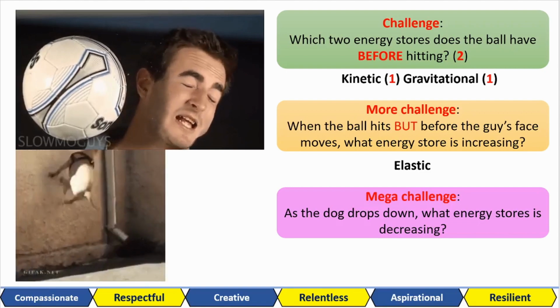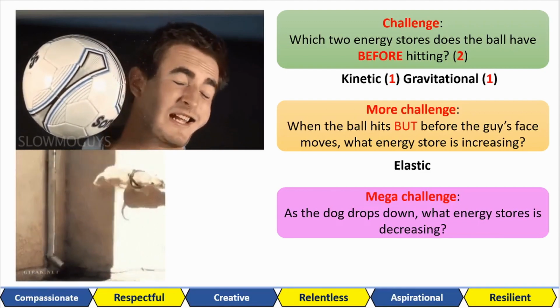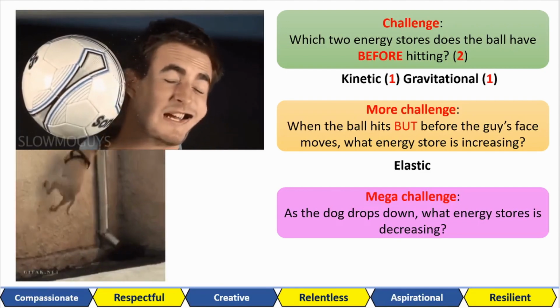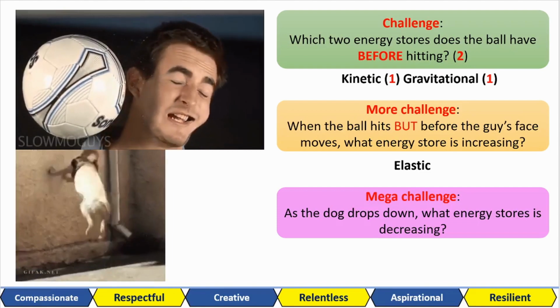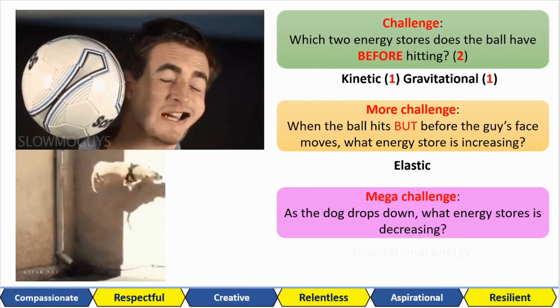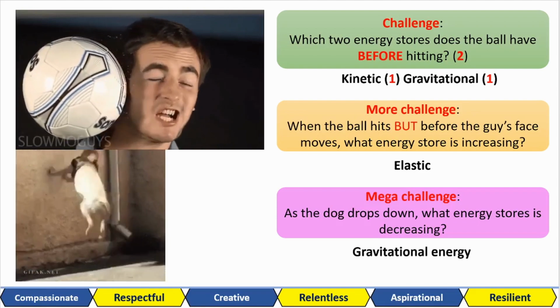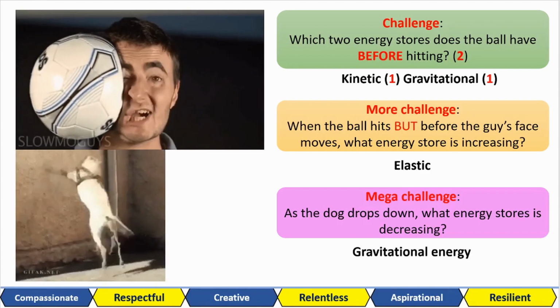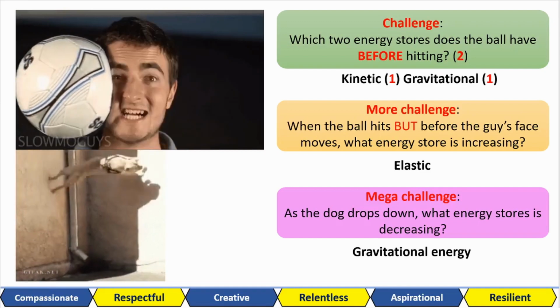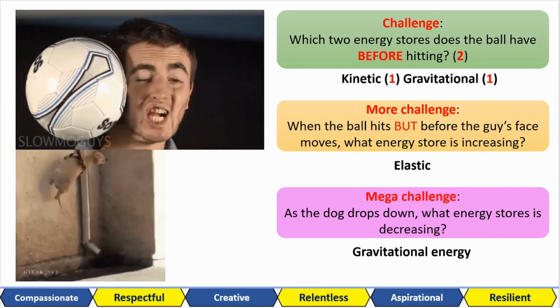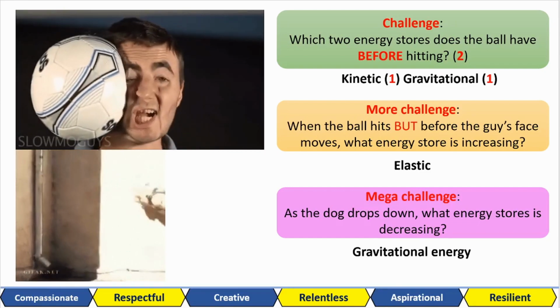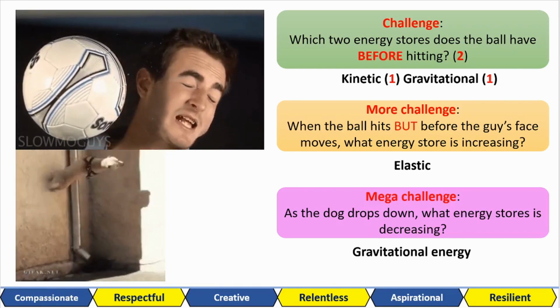As the dog drops down, it's getting closer to the surface of the Earth. Some of you would have probably thought that it was kinetic, but it's actually gravitational potential energy that's decreasing. The dog is actually increasing in its kinetic energy. Objects tend to accelerate when you drop them if they haven't reached something called terminal velocity, which we'll look at in Paper 2 Physics.